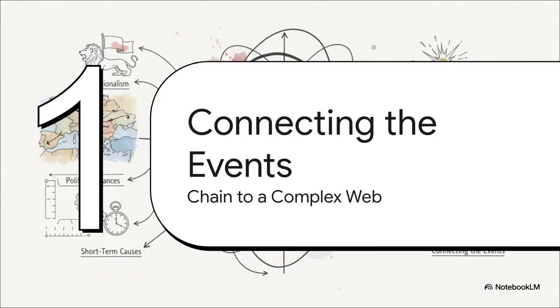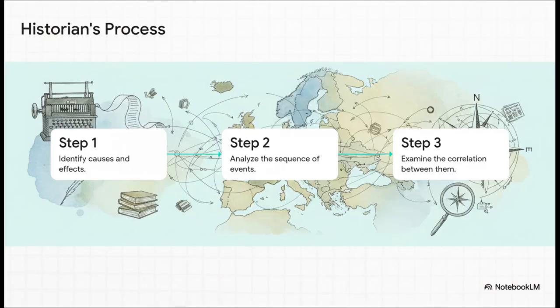So we figured out it's not a simple chain of events. But how do historians actually piece together this incredibly complex web of causes? What's their process for connecting all those different dots? Well, it's kind of like detective work, really. First, they gather up all the evidence. They identify every possible cause and effect they can find. Then they build the timeline, analyzing the sequence of events very carefully. And finally, the most important step, they look for correlations, mapping out how all these threads that seem separate actually connect and influence each other.